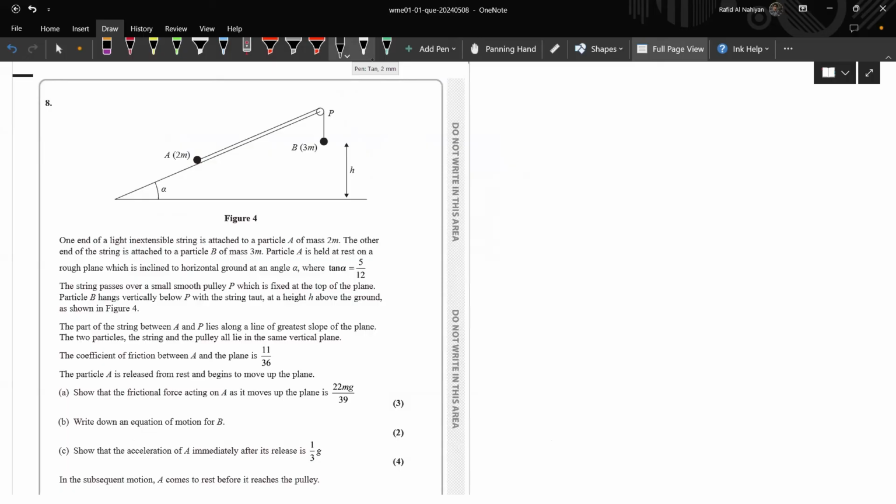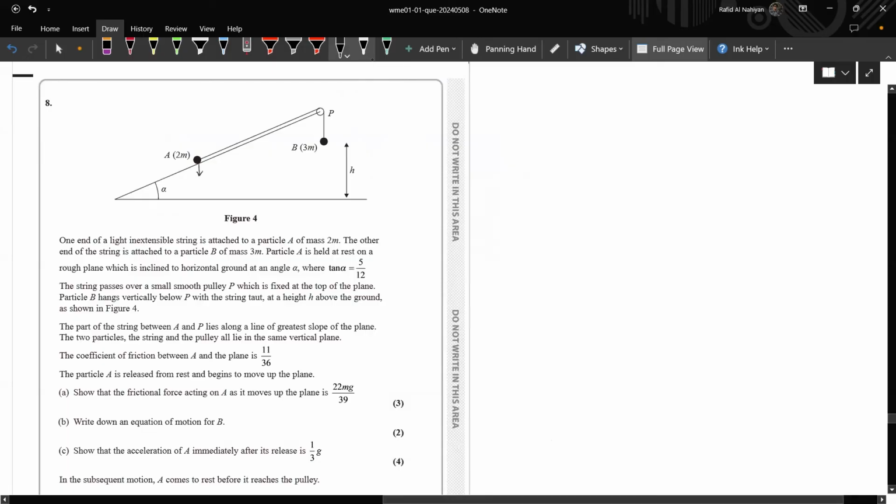Whenever I see these questions, what I do first is label the weights and everything. This has a weight of 2mg, and this has a weight of 3mg. There's a tension acting here, and a tension acting upwards here. We all know that. And the other end of the string is attached to a particle B of mass 3m, held on a rough plane.